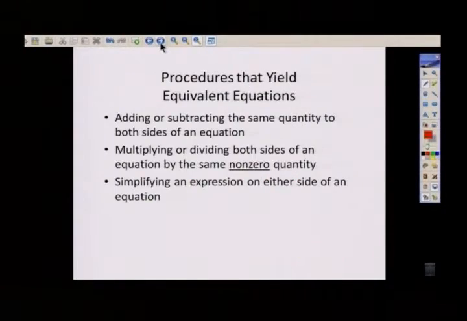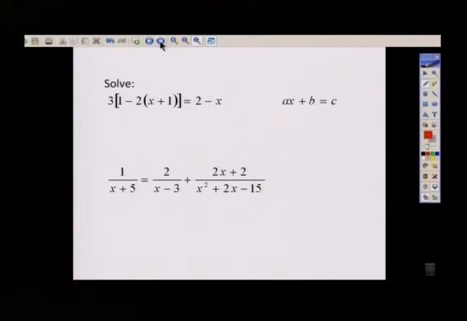Okay, next. Quick review of procedures that yield equivalent equations. You can add or subtract the same quantity to both sides of an equation and produce an equivalent equation. You can multiply or divide both sides of an equation by a number as long as it is a non-zero quantity, because that would just wipe out your entire equation if it was equal to 0. And you can simplify an expression on either side of an equation. So we're going to start solving some equations now. I'd like you to try to solve this first equation up here for x.